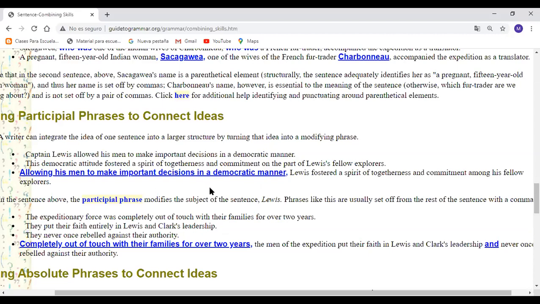If you see here, guys, remember that participle phrases always start with a verb in -ing or -ed. There are two cases when we use participles: when we describe, or when we are writing a subject.